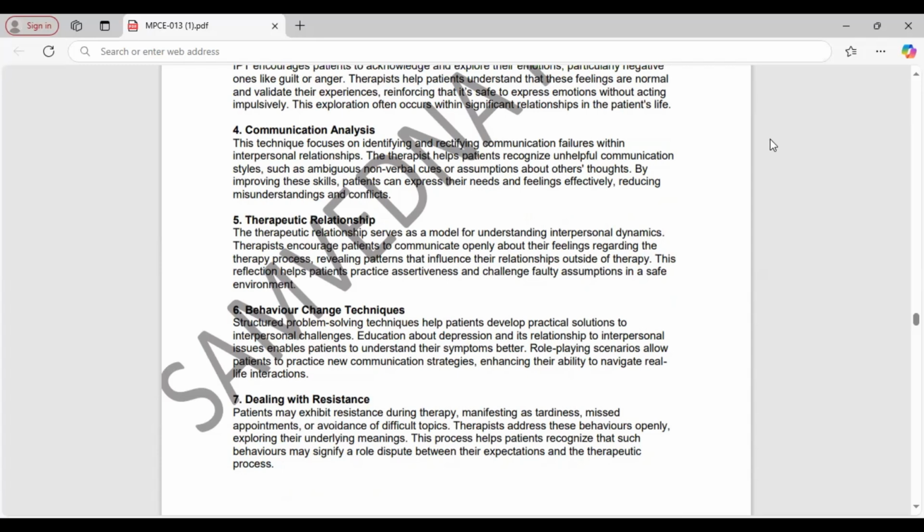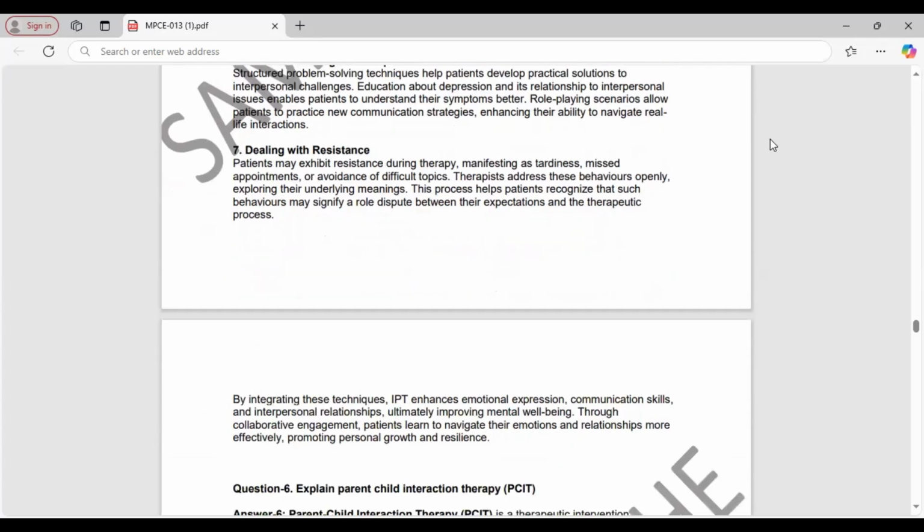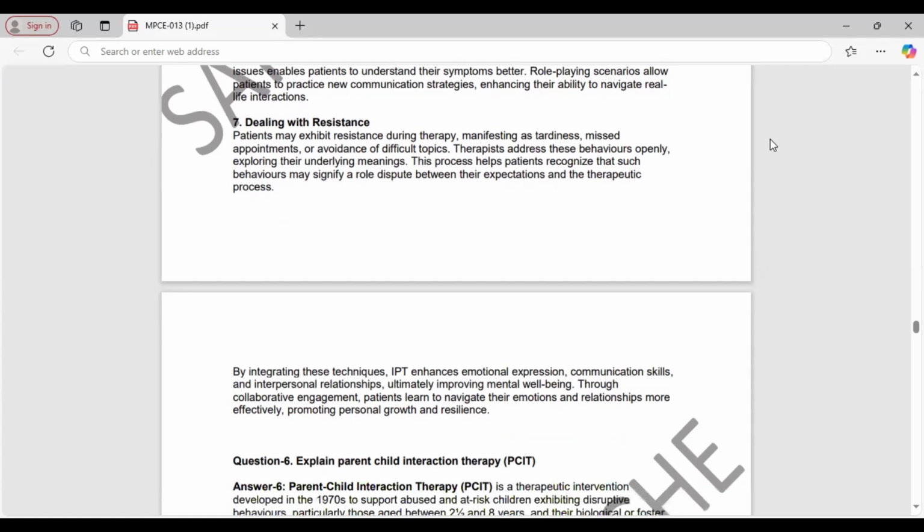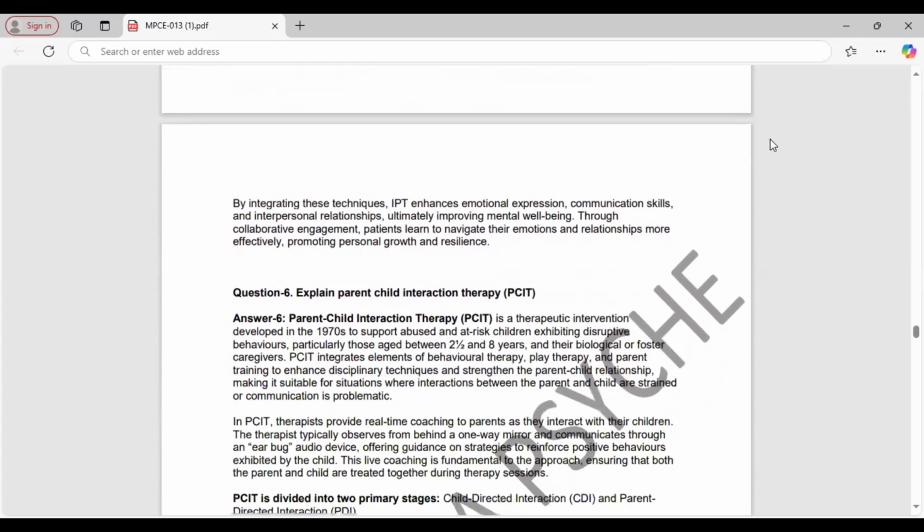Dealing with resistance, therapists address patient resistance such as tardiness or avoidance of difficult topics, exploring their underlying meanings. This process helps patients recognize their behaviors may indicate a role dispute between their expectations and therapy. Thus, IPT enhances mental well-being by improving emotional expression, communication skills, and interpersonal relationships, and helps patients manage their emotions and relationships, promoting personal growth and resilience.